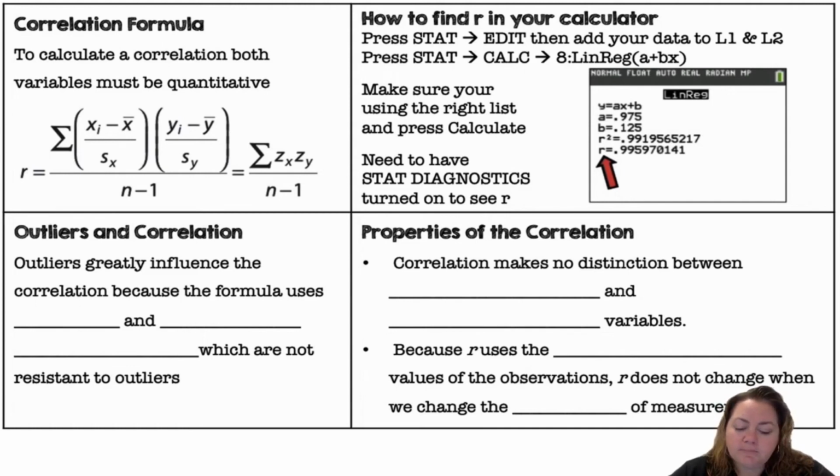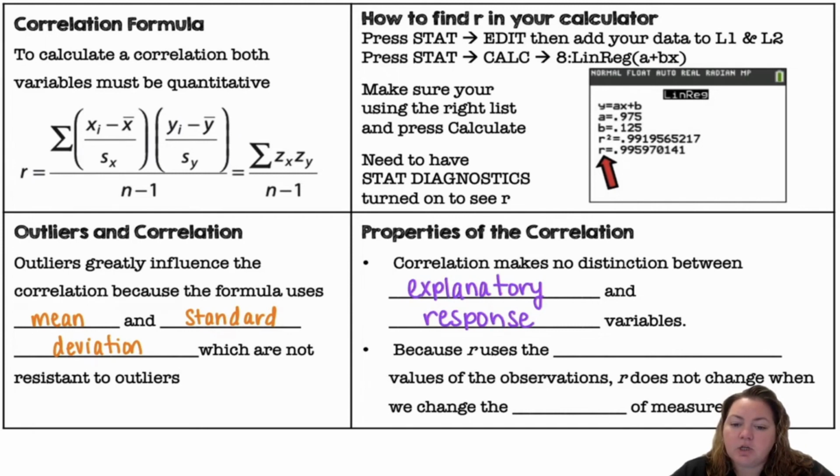Outliers and correlation. Outliers greatly influence the correlation because the formula uses the mean and standard deviation, which are not resistant to outliers. And properties of the correlation. Correlation makes no distinction between the explanatory and response variable, your x and your y variable. Because r uses the standardized values of the observations, r does not change when we change the units of measurement. Remember, z-scores have no units, so correlation also has no units.